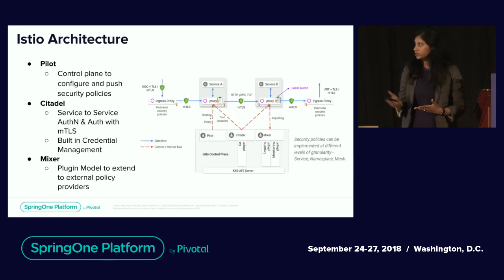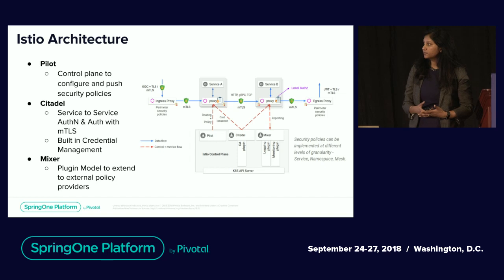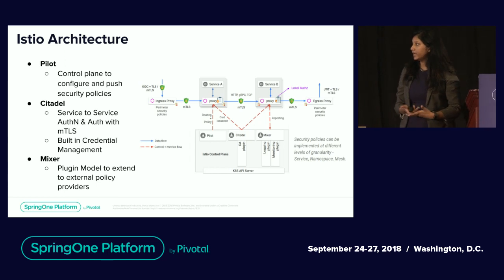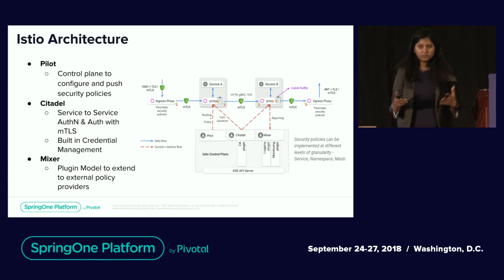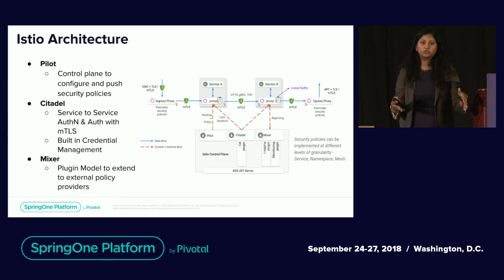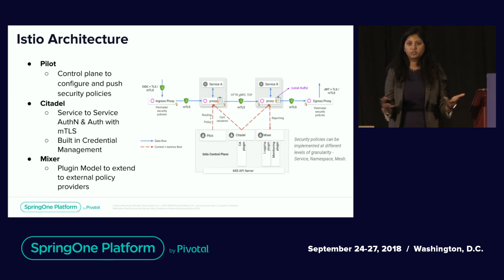So Istio architecture from a security perspective, it's again the 3 core components. So there is Pilot, Citadel, and Mixer. Pilot is responsible for pushing security policy downstream to all the sidecars. So the security policy can be in the form of an authentication policy or an authorization policy. It is Pilot's responsibility to push it downstream to all the sidecars. But there is more method to this madness.